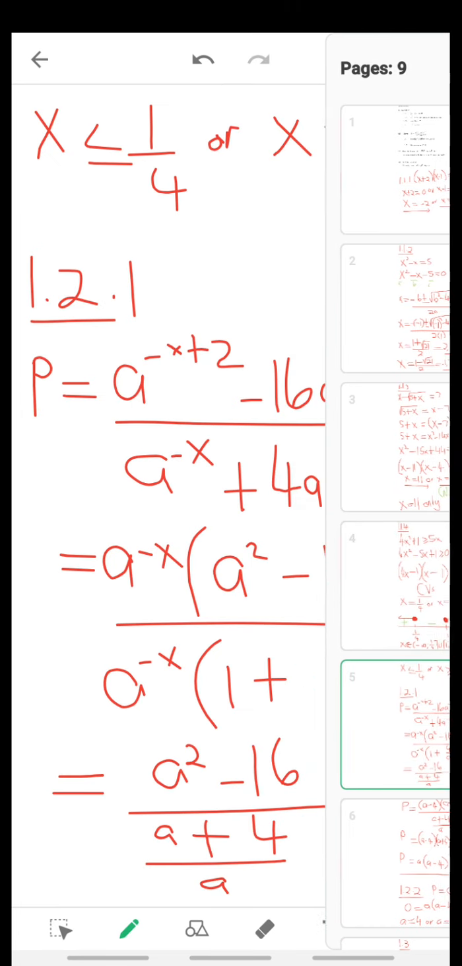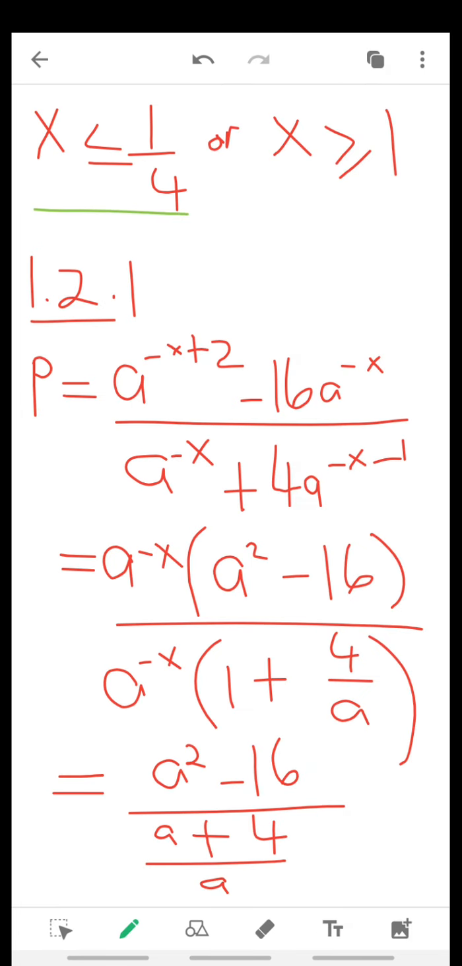Also, represent your answer in set builder notation.